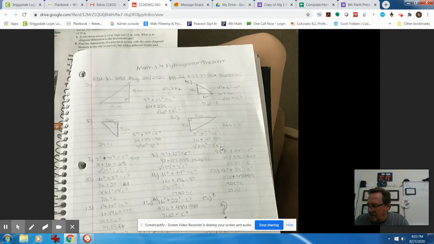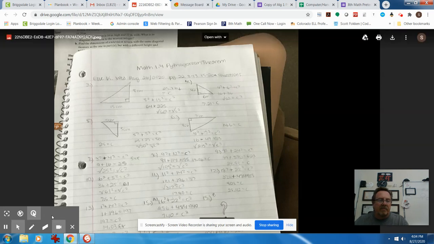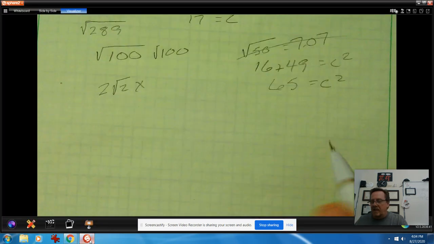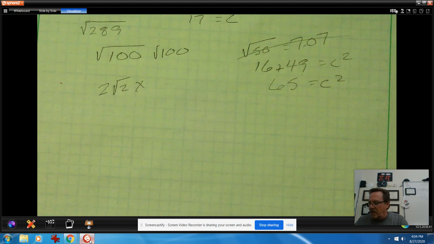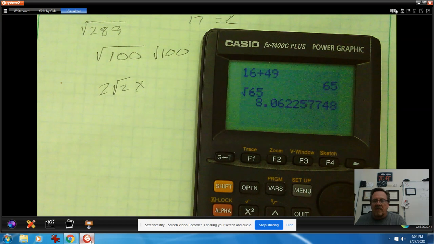If we did 16 plus 49, on my calculator it says that's 65. So on your paper, what you want to be doing is 16 plus 49 is equal to c squared, so you'd have 65 as your c squared, and then you can take the square root of that and get about 8.06 for an answer.